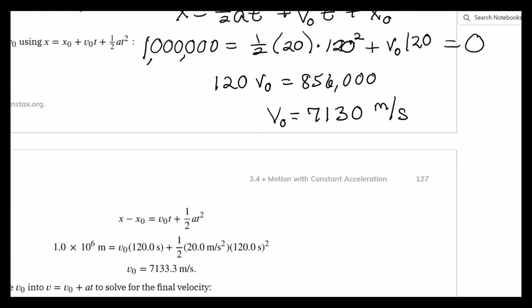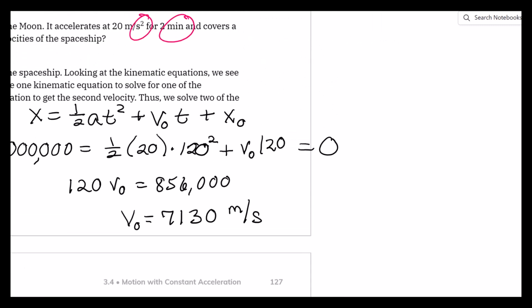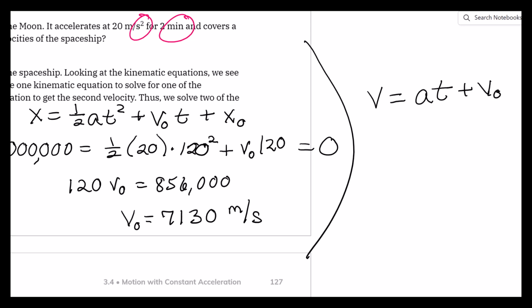Okay, that's there. And now we need to get the final velocity. We can use that other equation: the final velocity is going to be the acceleration times time plus the initial velocity. The final velocity I don't know, but I know the acceleration is 20 meters per second squared times 120 seconds plus 7130.